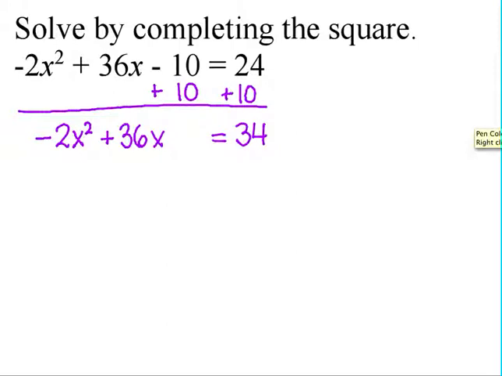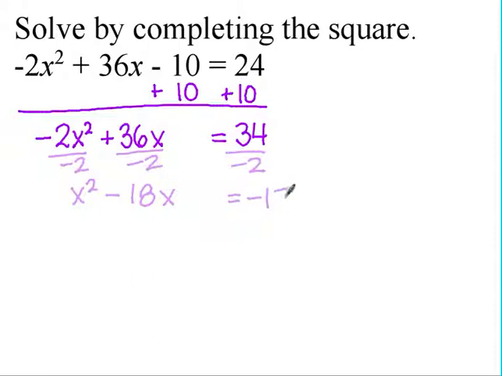1. What is it now? Negative 2. So I've got to get rid of that. So the easy way to get rid of that, let's divide by negative 2. What does it become now? X squared minus 18x equals negative 17. Good. So then now here we are. We're at the same point we were yesterday. What do I do now?